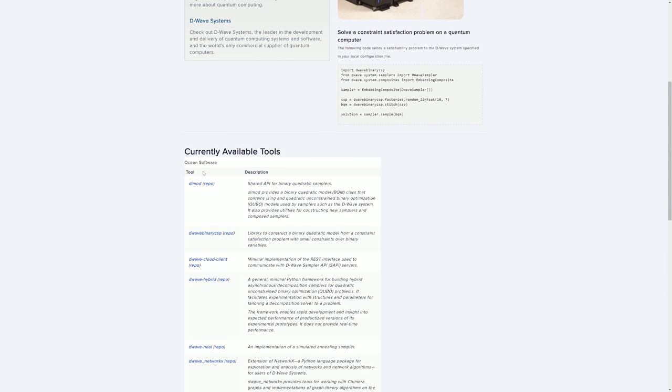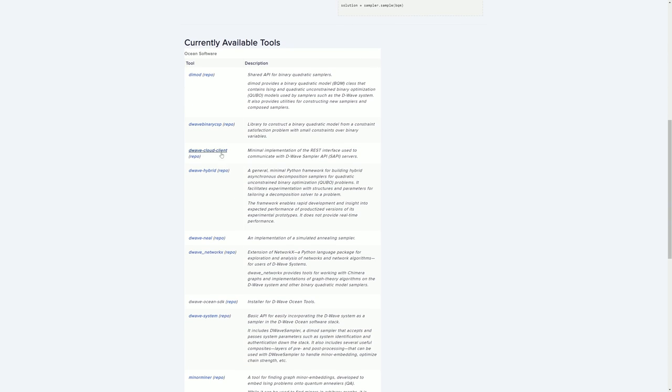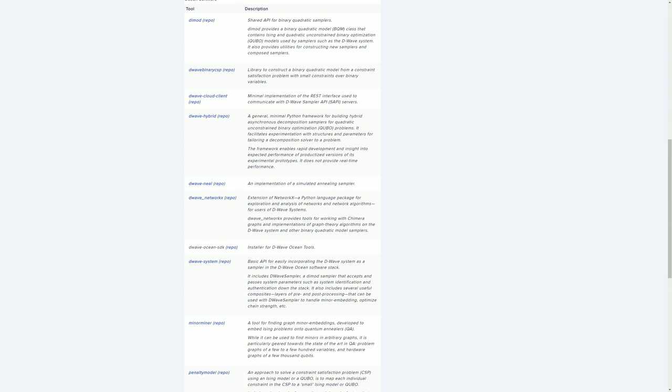Currently available tools. Construct a binary quadratic model from a constraint satisfaction problem with small constraints over binary variables. A minimal implementation of the REST interface used to communicate with the D-Wave sampler server. Hybrid, a general minimal Python framework for building hybrid asynchronous decomposition samplers for quadratic unconstrained binary optimization, QUBO problems. It facilitates experimentation with structures and parameters for tailoring the decomposition solver to a problem.